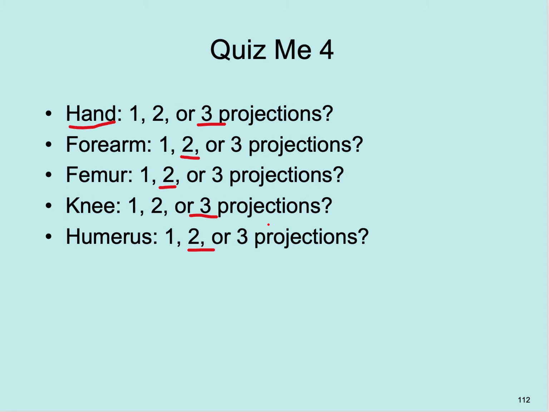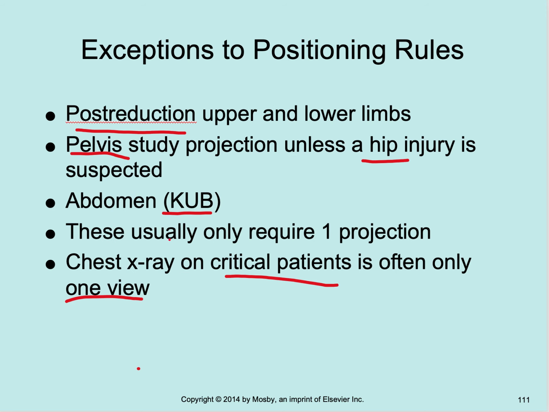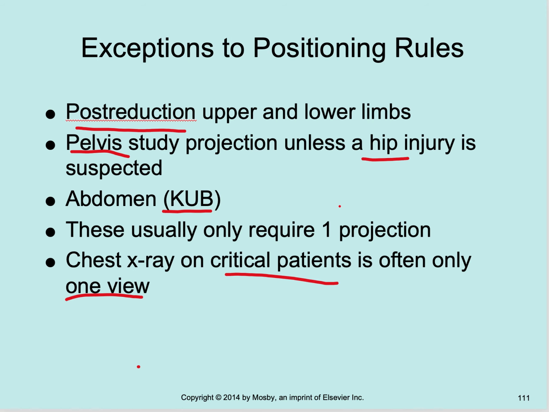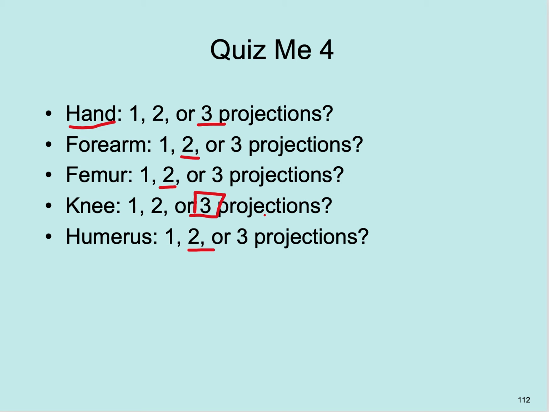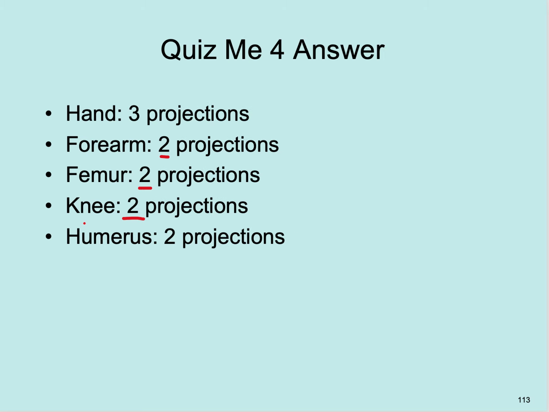And what I did was knee, I did 3 because it is a joint, right? And it should be 3. So they've got knee as far as 2. I consider it 3 because it is a joint.